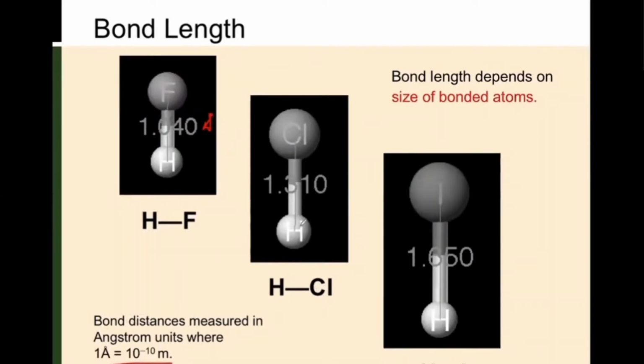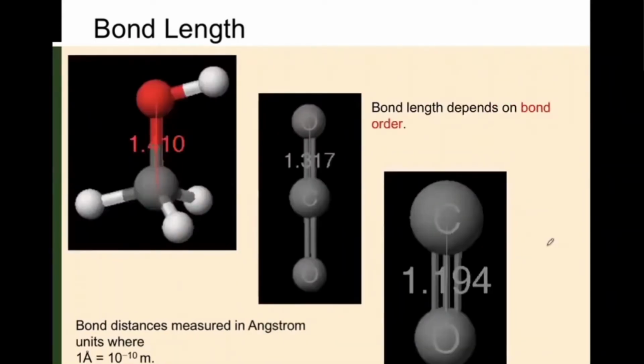Here, the hydrogen chlorine bond is 1.31 angstroms. It's written as an A with a circle over the top. And then the H-I bond is 1.650 angstroms. Right. So the bond length depends on the size of the bonded atoms. Here we have a few more examples in more complex systems. So a carbon-oxygen bond here is 1.410 angstroms.